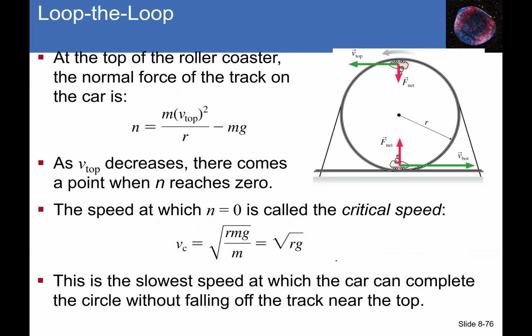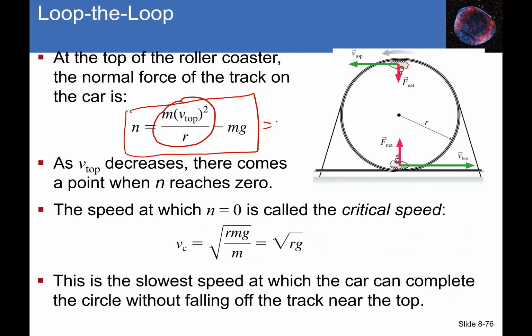At the top, the normal force on the car is given by this equation, which is the same equation as in the previous slide. But if the roller coaster car starts going slower and slower, that means this v top, the speed right at the top, starts decreasing. And if it starts decreasing, then it's possible that this term is eventually going to decrease until it equals mg.